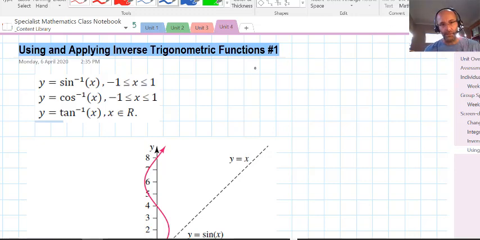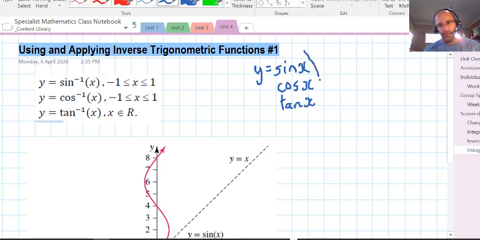If we go back to regular old y equals sine x and also cos x and tan x, which we're familiar with, those functions, we know that those being functions, they're many to one. So all of those are many to one relations.